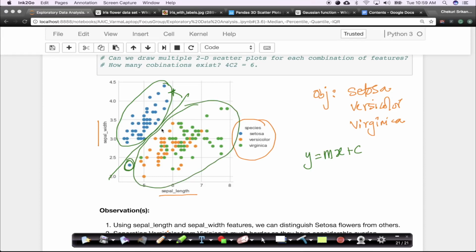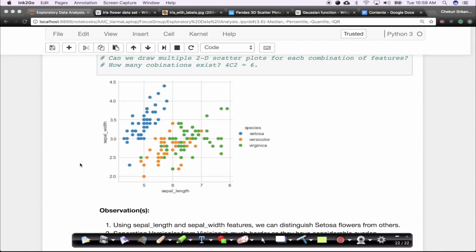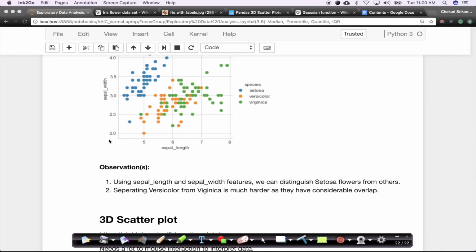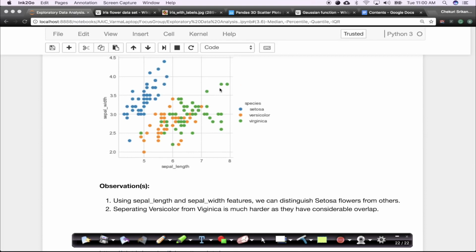But can you draw a line to separate your versicolor? If I draw a line like this to separate my virginica and versicolor, it's not going to work, because if I draw a line like this, there are a lot of orange points on this side and there are a fair number of green points on this side. So the takeaway from this plot is that sepal length and sepal width features can distinguish setosa flowers from others if I can draw a line. If you can draw a line and classify, that's called linearly separable.